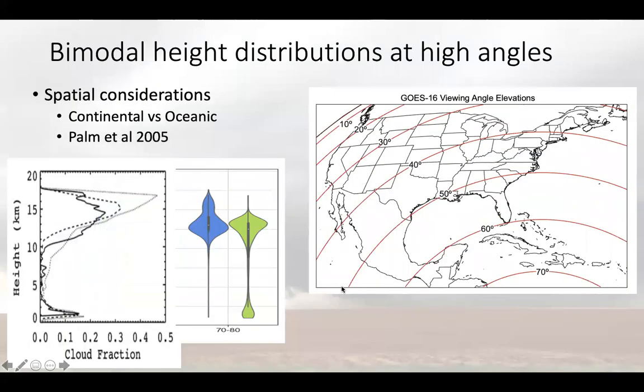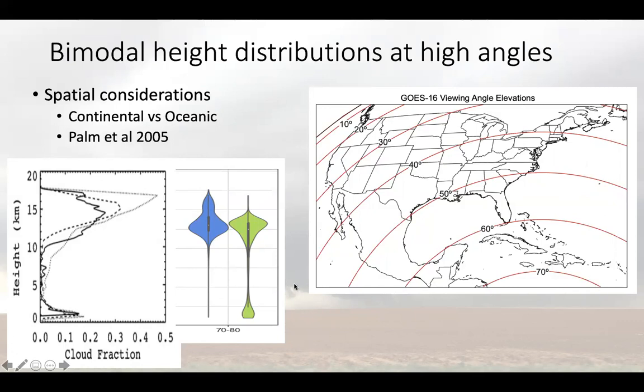It turns out that this is actually more of a physical process than a geometric process. When considering our data spatially, we can look at our viewing angle elevation map again and notice the continental versus oceanic coverage for each bin. As the viewing angle elevation increases, we have an increasing percentage of oceanic coverage.